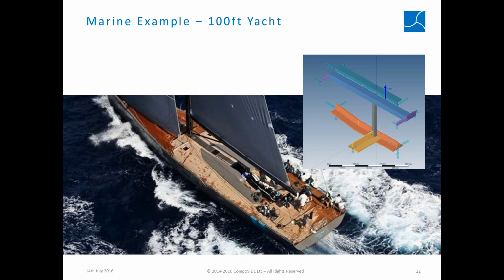This is a 100-foot yacht, so this is a small retrofit. You can see on the top right that this is a small main sheet grillage. We just needed to check that the new frame within it was stiff enough, and there are a few other components on the yacht, such as deck joints, that were analysed within CompoSIDE.